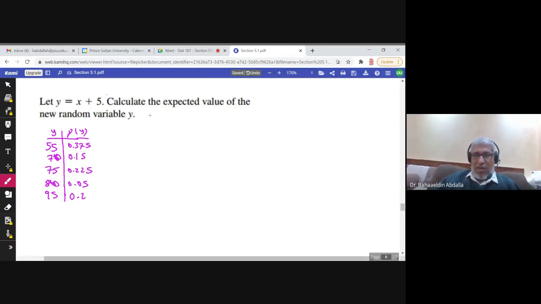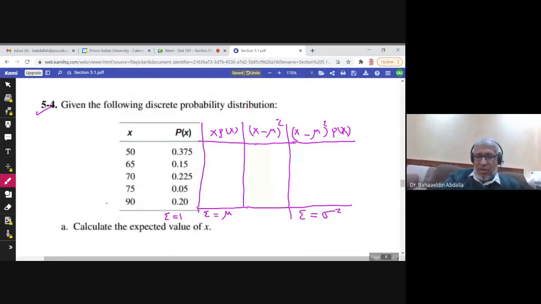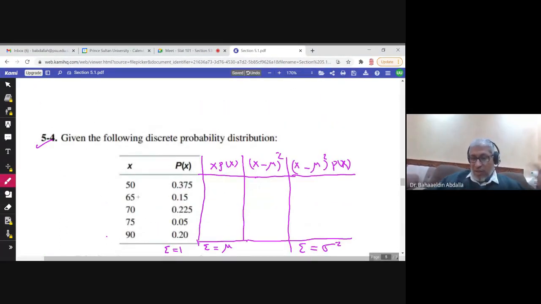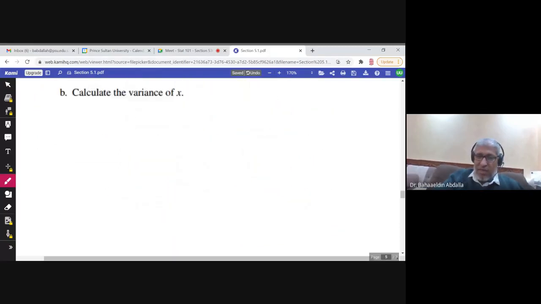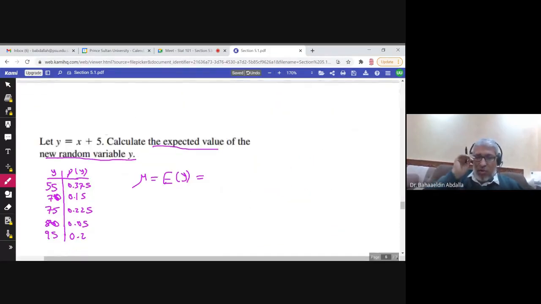Now, what is the question? Calculate the expected value of the new random variable y. So I leave it for you to find mu here. What would be mu, which is the expected value of y, okay? What would be mu in this case? And then when you find E of y, you will see, will it be plus 5? Could it be the same mu here plus 5? Okay, check that. I think it would be mu plus 5.